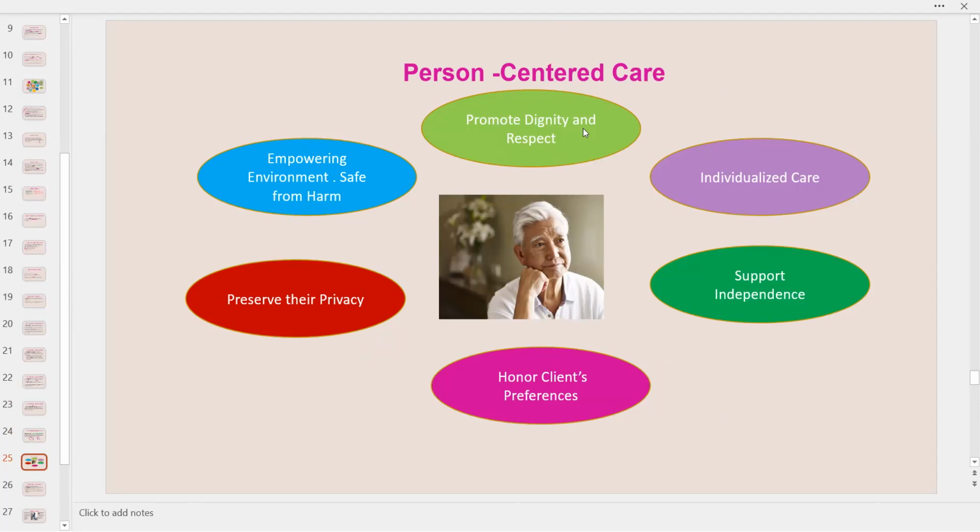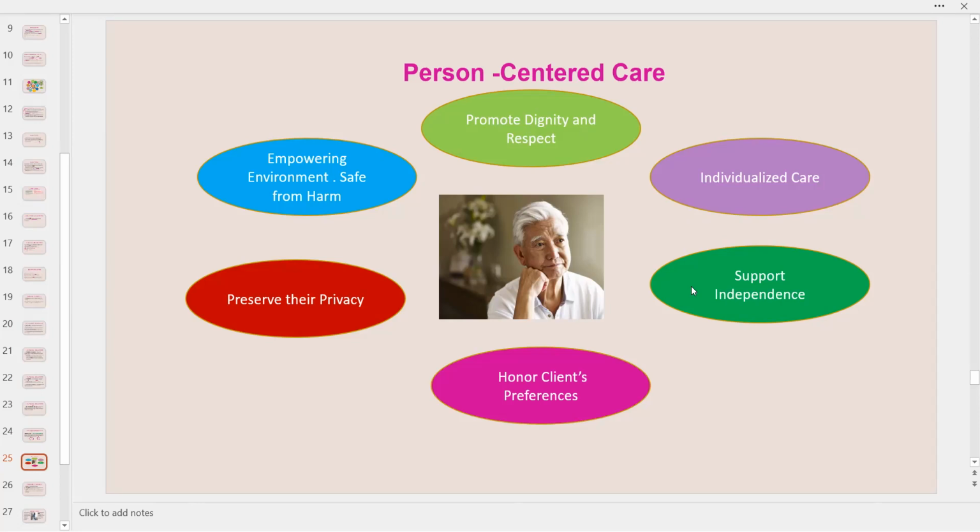One is we have to promote dignity and respect. Every person wants to be valued. We don't want to be ignored in a group conversation. We want to be valued. So we also have to do this for our clients. Some clients are practicing their religious or cultural traditions, and we have to respect this practice of the client. Each client is unique. We don't have the same care plan for two individuals. It's an individualized care according to their needs.